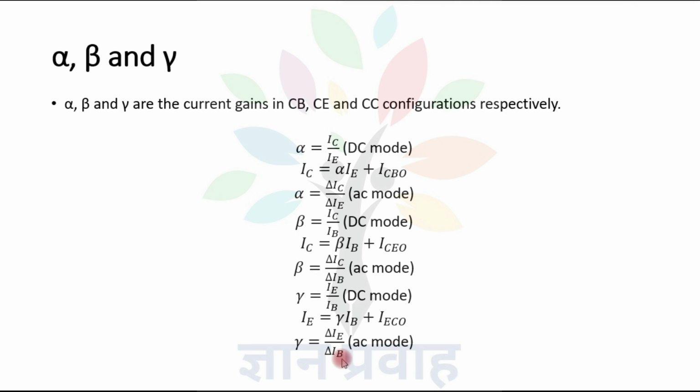From this expression we can see alpha is the ratio of IC by IE, and the amount of IE is always greater than IC because IE equals IC plus IB. It means alpha is always less than 1. And here gamma equals IE upon IB. The amount of IB is very small. It means the gamma factor is large as compared to the other current gains, or as compared to alpha and beta.